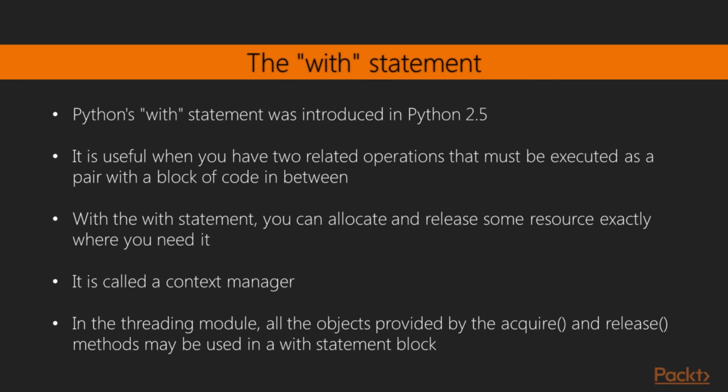Python's with statement was introduced in Python 2.5. It's useful when you have two related operations that must be executed as a pair with a block of code in between. Also, with the with statement, you can allocate and release some resource exactly where you need it.